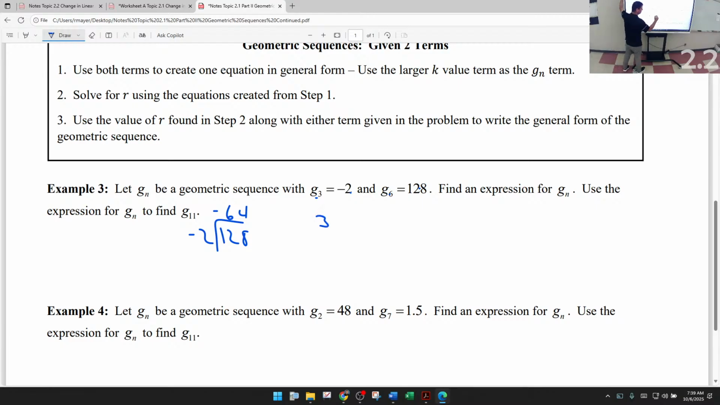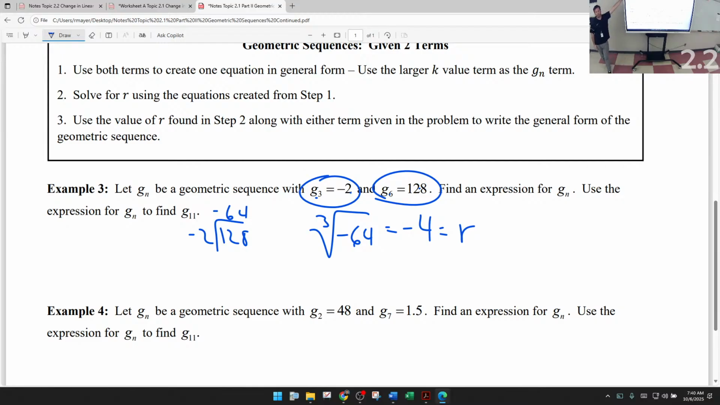So I'm going to take the cube root of negative 64. That'll be your r value. It's easier than trying to do it with the equations. You're kind of doing it the same way with the d. You're not using the equations, you're just figuring it out. And then once you have r, you can use either this one or this one to write the equation. Either one, because it'll be the same equation.